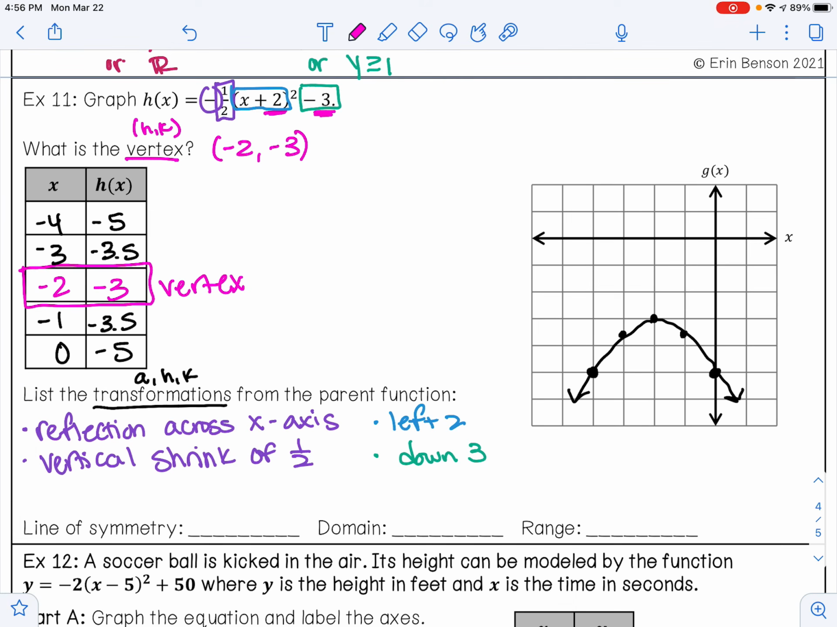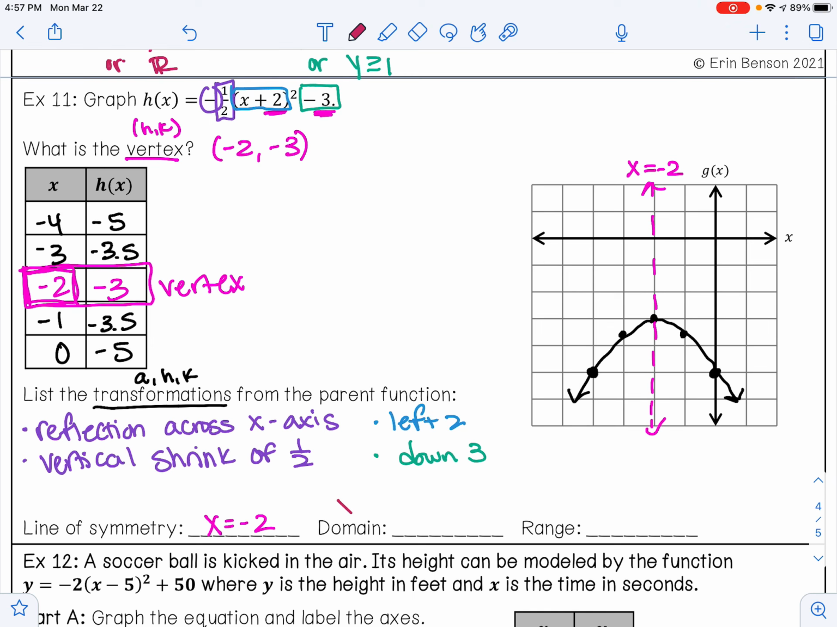The line of symmetry is the line that goes straight through the vertex that cuts the parabola into 2 equal pieces. It is always x equals the x coordinate of your vertex. So here the axis of symmetry is x equals -2.